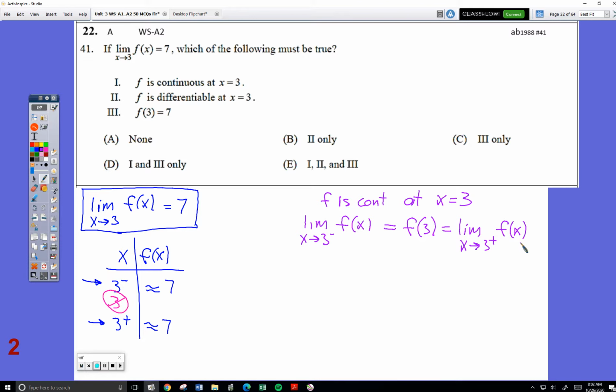So basically, they're asking, is the function continuous? We have to say, not necessarily, because we know the left-hand limit happens to be 7. We know the right-hand limit happens to be 7. But we don't know the value of the function right at 3. So we cannot declare this function to be continuous. Draw a picture of what it's referring to.